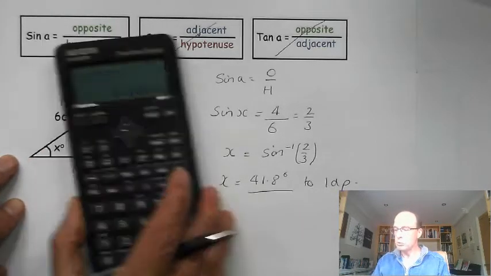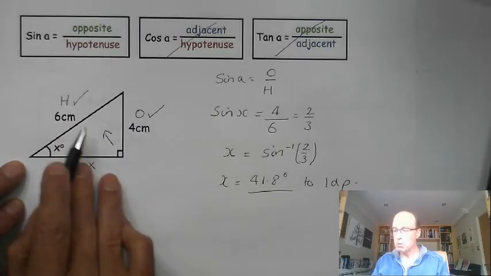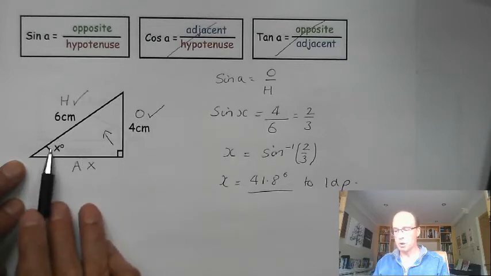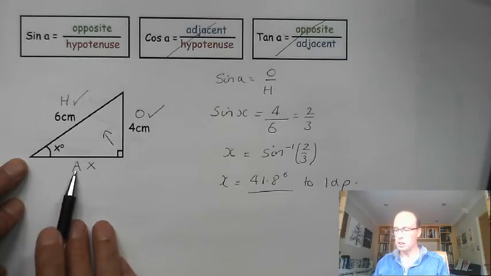Okay, so what steps did we do? We labelled our sides up: hypotenuse first, opposite the right angle, opposite one, opposite the angle we're trying to calculate, and the adjacent side.